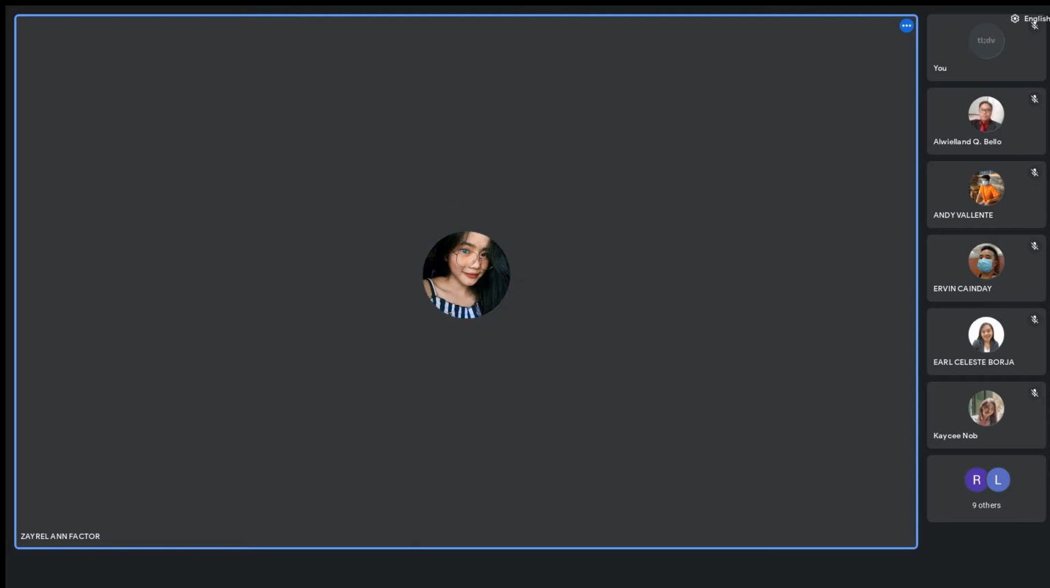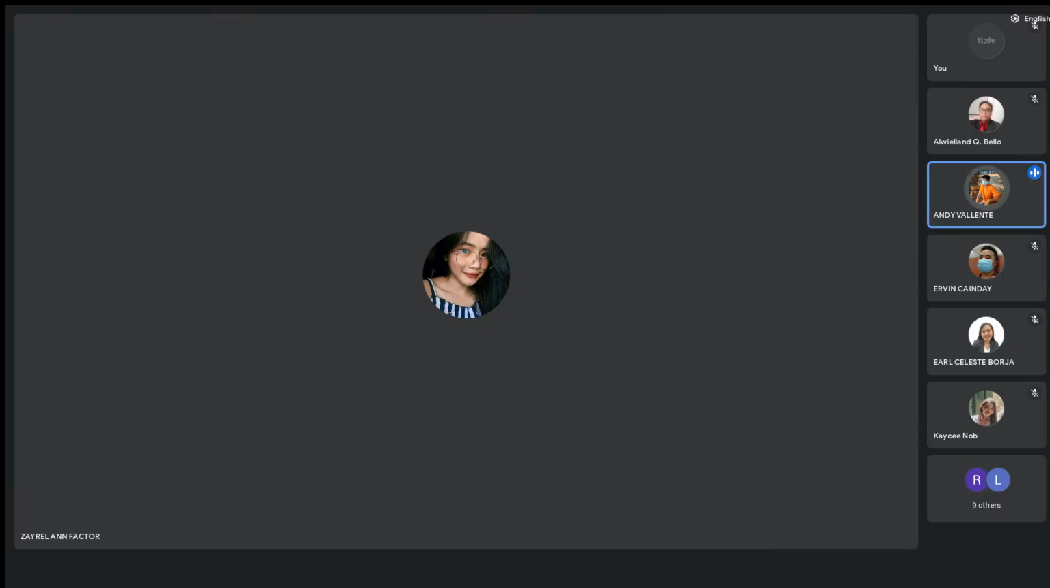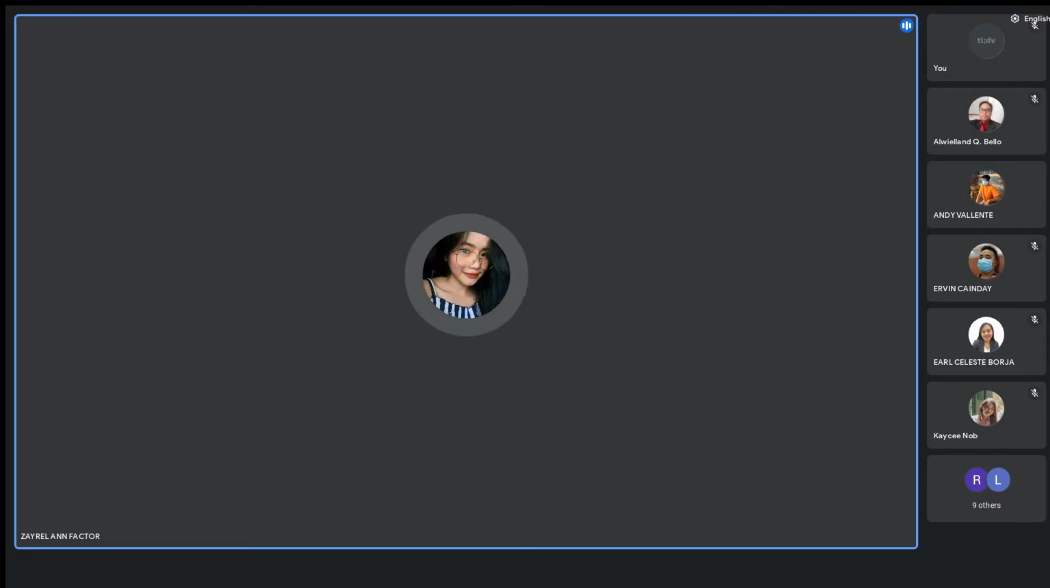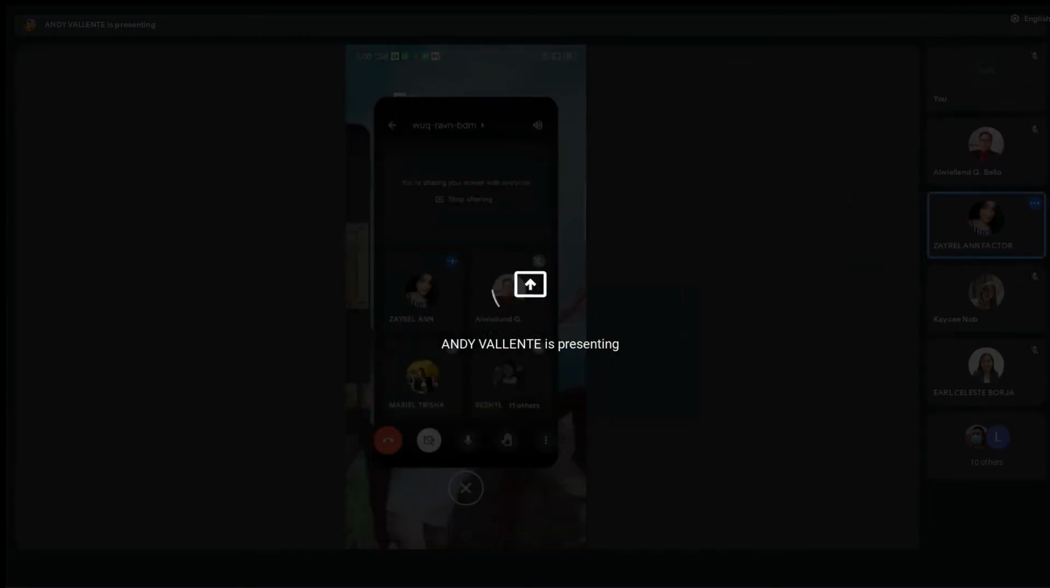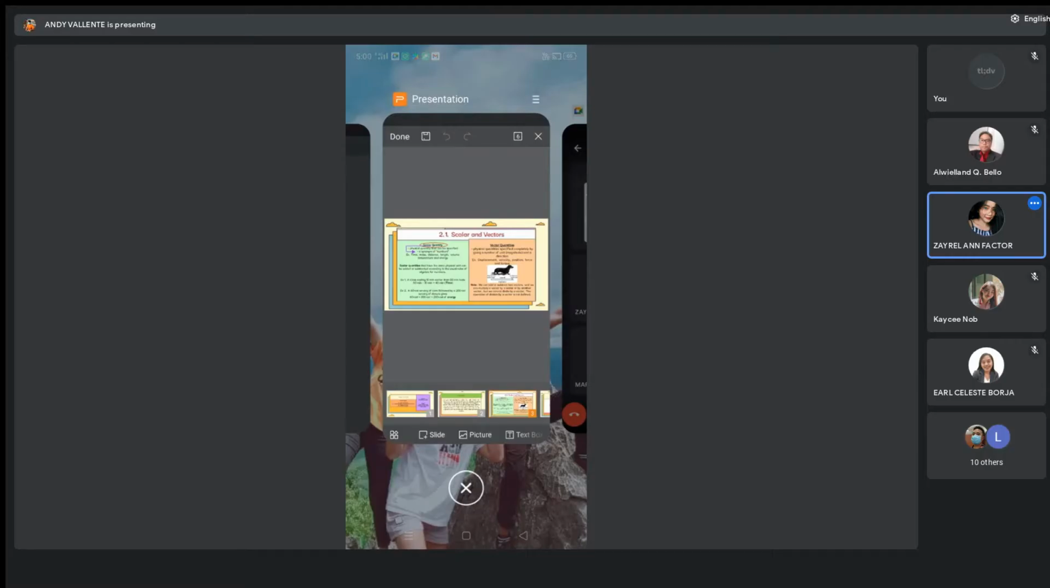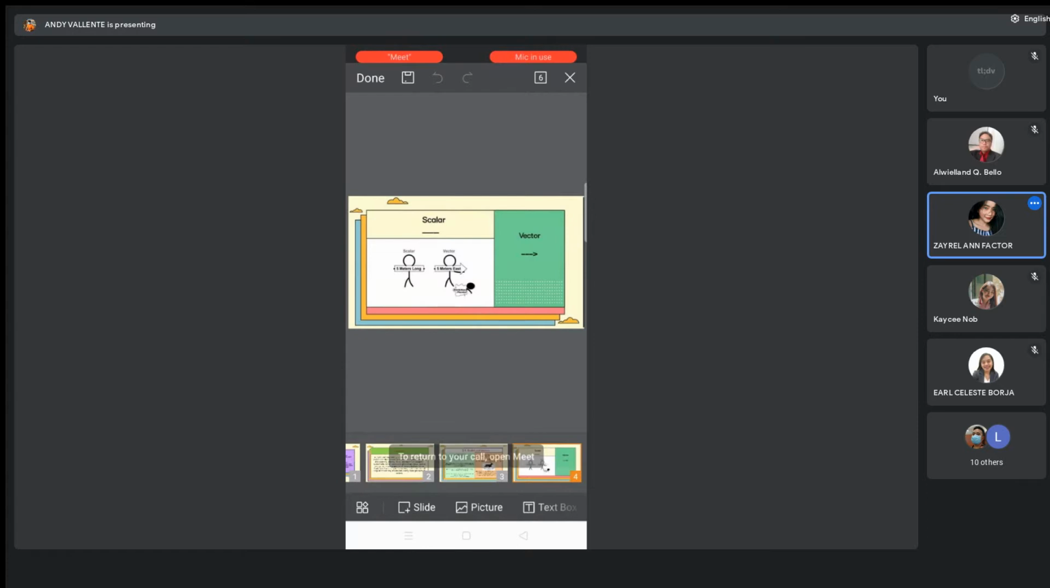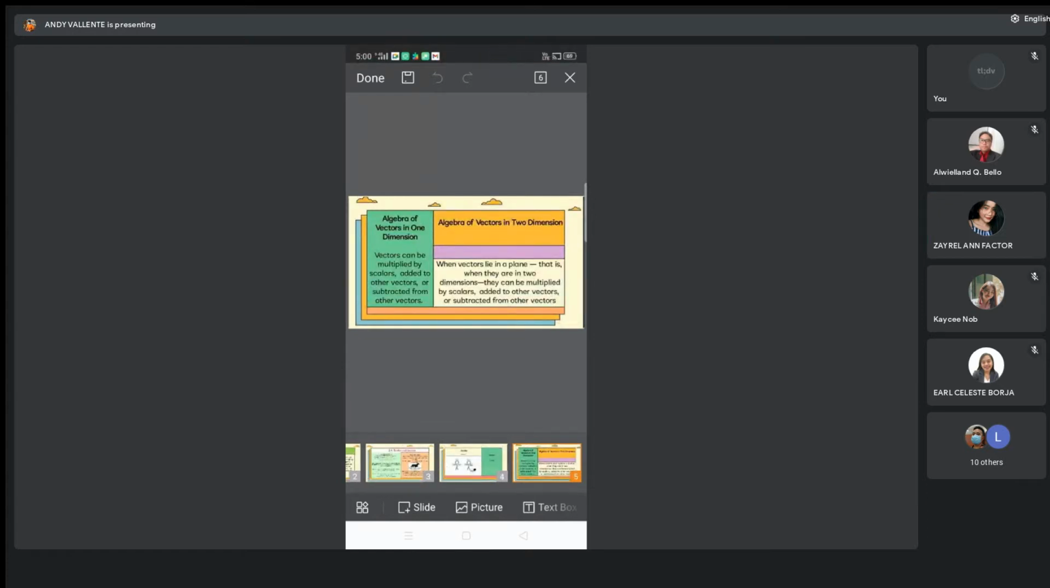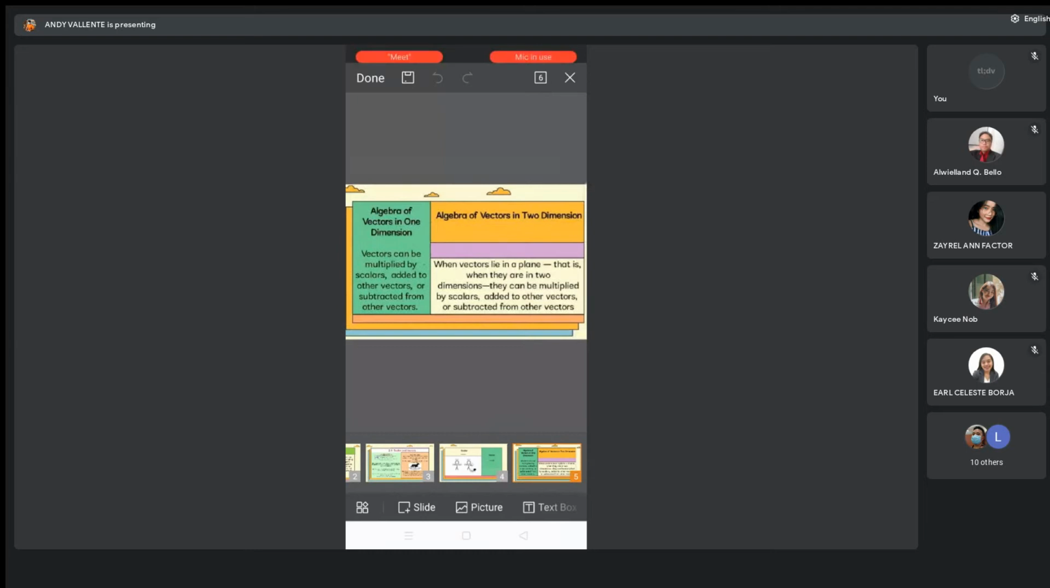Naana, Andy? Asa na ka, Zay? Sa kuan? Katong two dimensions. Kani? Panawala kong kapatid.